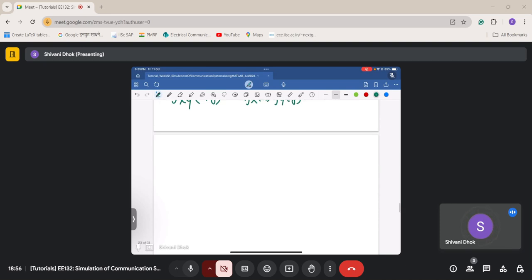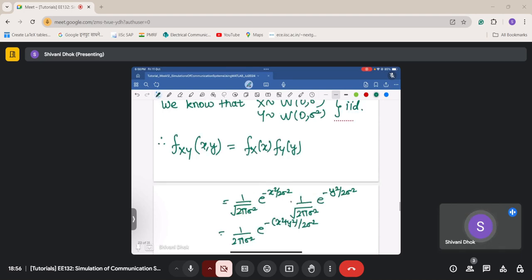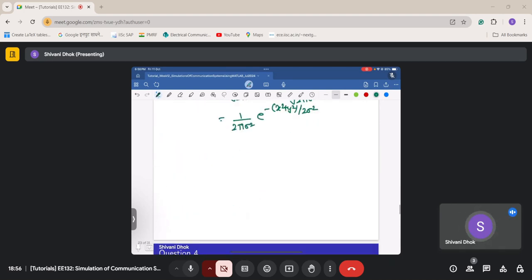So what is fx of x? This is equal to 1 over under root of 2 pi sigma square e power minus x square by 2 sigma square, multiplied by 1 over under root of 2 pi sigma square into e power minus y square by 2 sigma square. So this I can combine as 1 over 2 pi sigma square into e power minus x square plus y square by 2 sigma square. Okay, so this is the PDF. Another thing that we need to figure out is the Jacobian matrix.